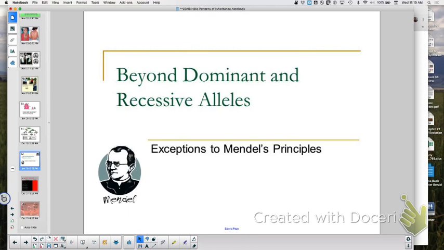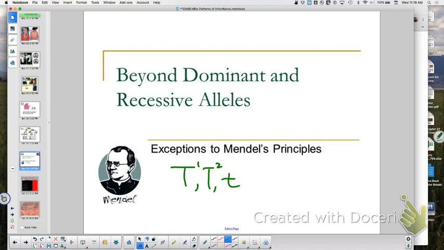Now, to start off with, before, when we talked about the law of dominance, you could have a big T, and it would be dominant to a little t. The first exception we're going to talk about is called multiple alleles. Now instead of just having big T and little t, we could have big T1, big T2, and little t. Do you see how there's more than two alleles? That's why it's called multiple alleles.